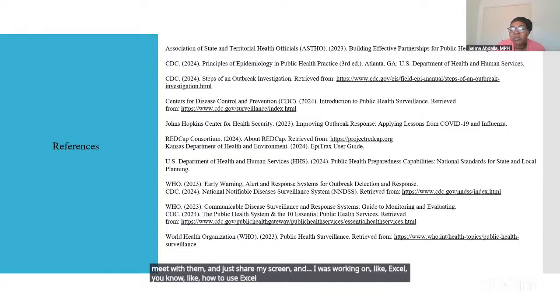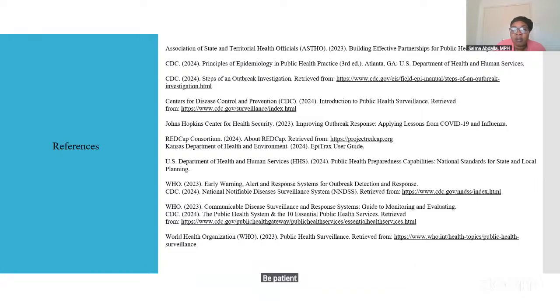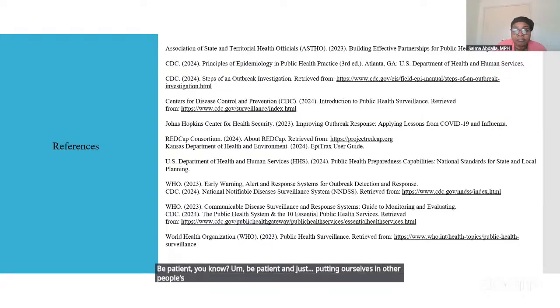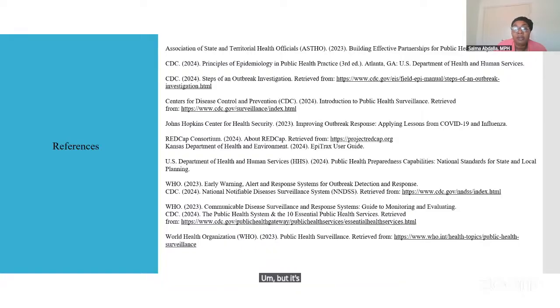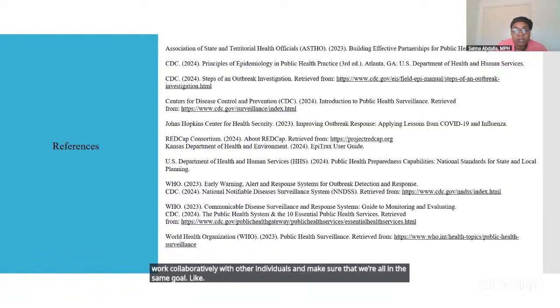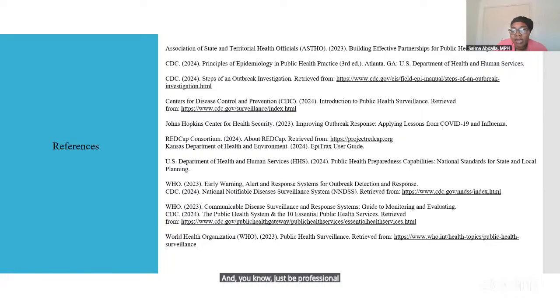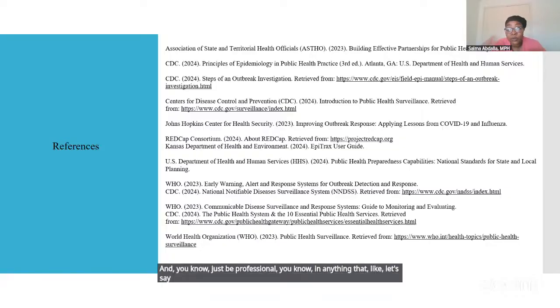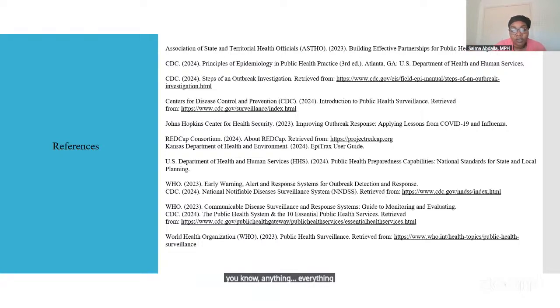Sometimes it's really important to be patient, putting ourselves in other people's shoes and relating to other people. It's really important to have communication, work collaboratively with other individuals, and make sure that we're all working toward the same goal. We're all here together trying to get to the main goal, and just be professional. If we experience anything while working with other individuals, I'm not taking anything personally. Everything is going to be professional.